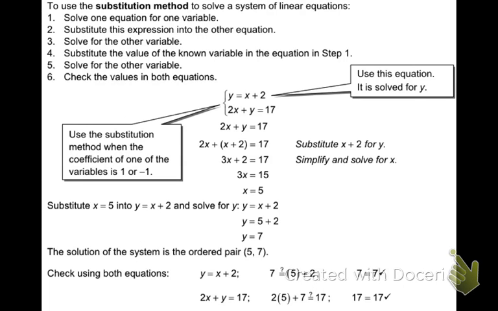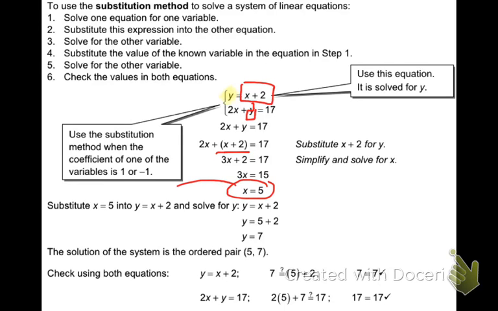The first method we're going to talk about today is the substitution method. It's called the substitution method because the idea is to get a variable alone, or solve for a variable, and then I take what that equals. So for example here, y equals x plus 2, and I'm going to substitute all of that in place of y in my second equation. So when I substitute all of that, I now get 2x plus x plus 2 equals 17, and from there I solve for x. I get x equals 5.